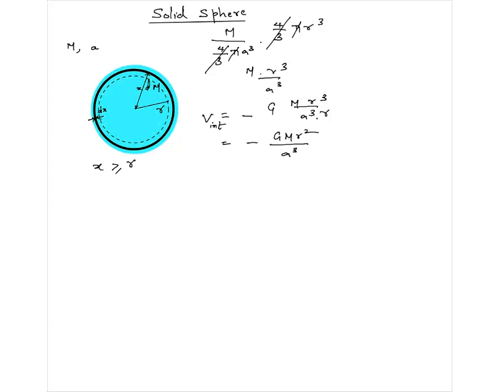then potential at small r due to this dm would be how much? Little dV ext would be minus G dm by x. I hope you remember the result for inside points. What happens?